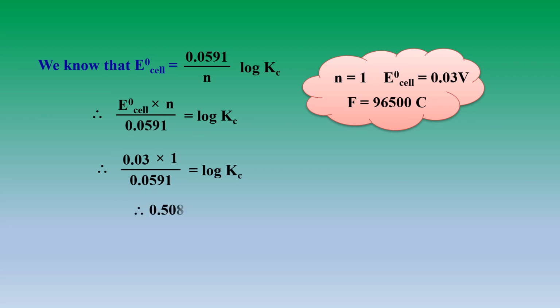Now log Kc value is 0.508. I want Kc, so Kc is equal to the antilog of 0.508. Kc is equal to 3.221. The equilibrium constant for the cell reaction is 3.221.